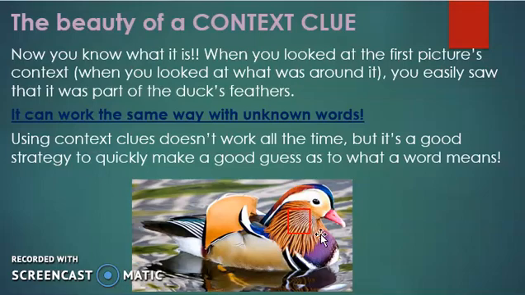When you looked at the first picture's context, you can easily see that now it's part of the duck's feathers. But at first, it didn't make sense. But looking at that bigger picture, we can see that. It works the same way with unknown words when you're reading. Using context clues doesn't work all the time, but it's a good strategy to quickly make a good guess as to what a word means, especially if you don't have the ability to look it up right that moment.